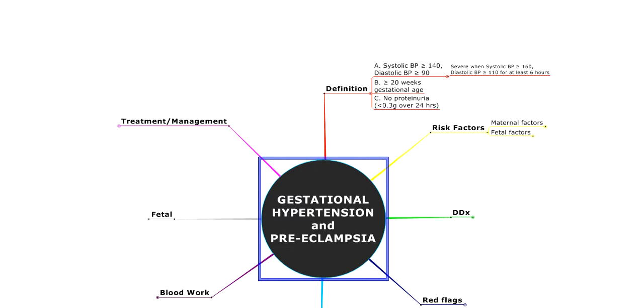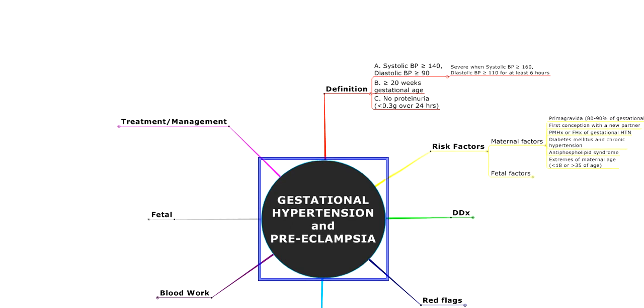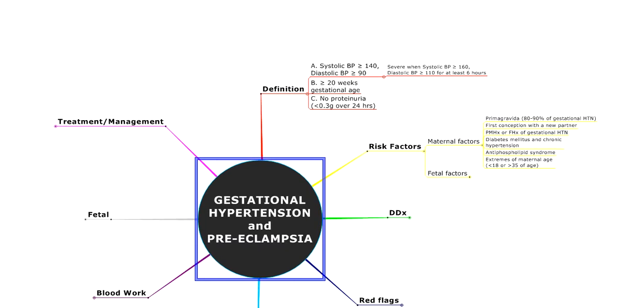The risk factors for gestational hypertension can be divided into maternal and fetal in origin. The maternal risk factors include primigravida, which accounts for about 80 to 90% of gestational hypertension, first conception with a new partner, past medical history or family history of gestational hypertension, diabetes and chronic hypertension, antiphospholipid syndrome, and being at extremes of maternal age, under the age of 18 or greater than the age of 35.